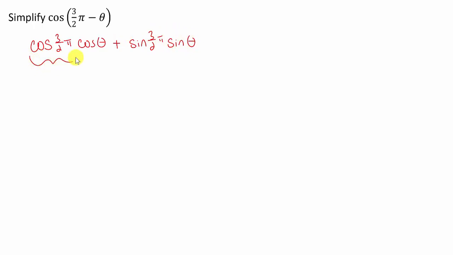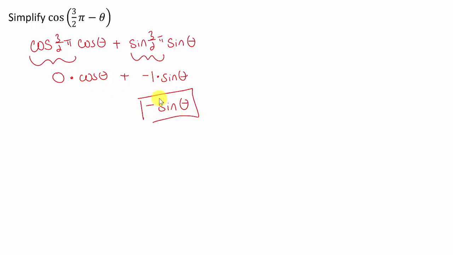And then we can simplify this because we can figure out what cosine of 3 pi over 2 is. Cosine of 3 pi over 2 is 0 times cosine of theta plus sine of 3 pi over 2 is negative 1 times sine of theta. Since 0 times cosine is 0, we don't need to write that. And negative 1 times sine is just negative sine of theta. So this would be my simplified answer.